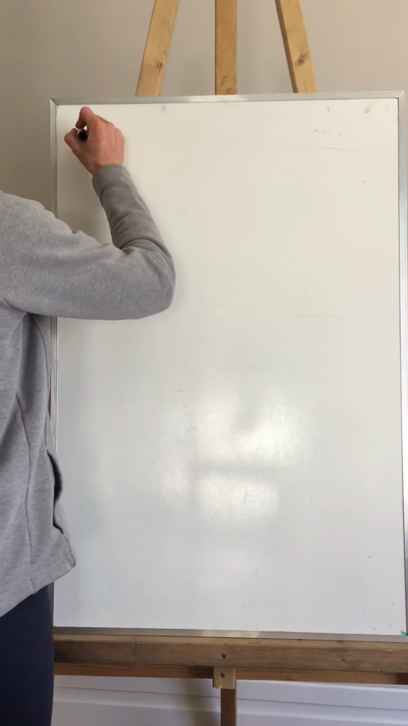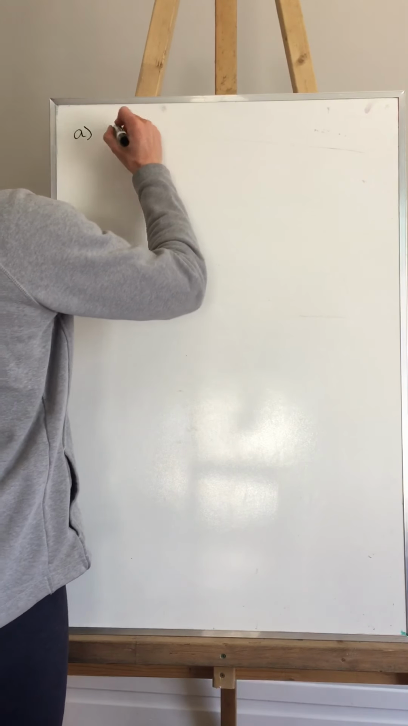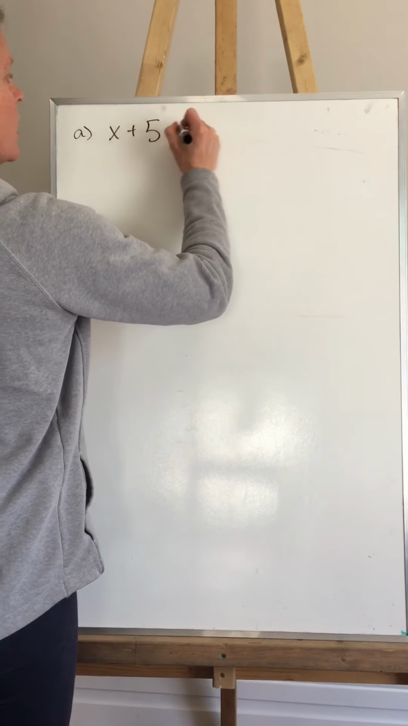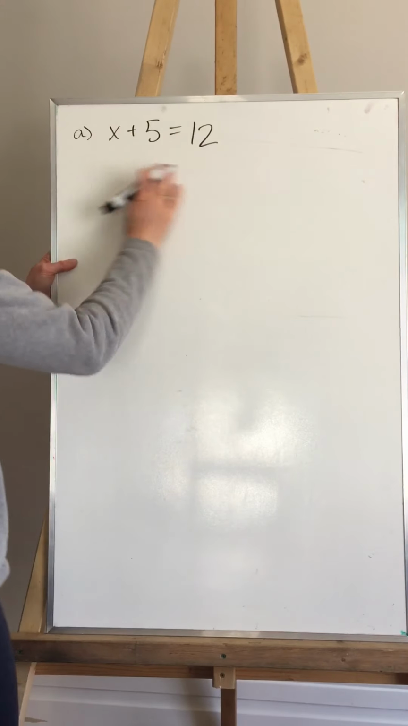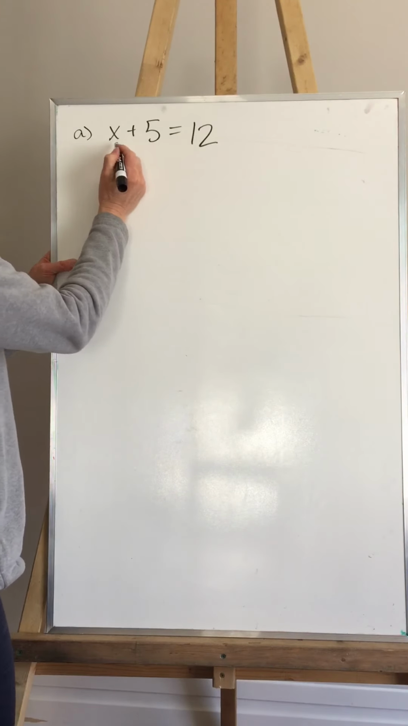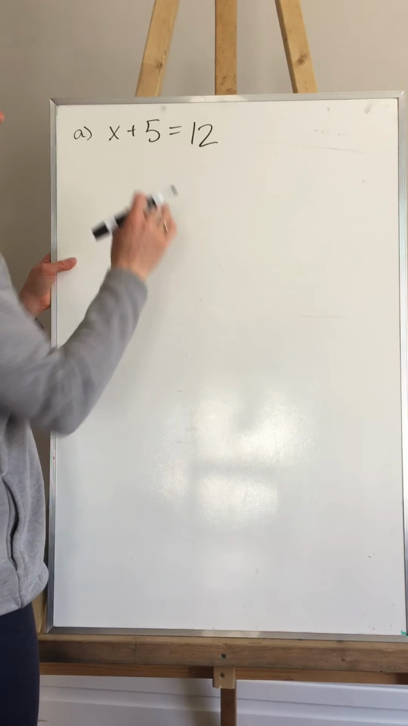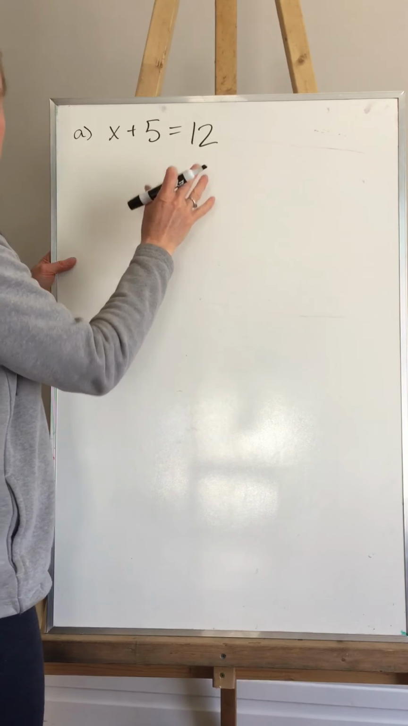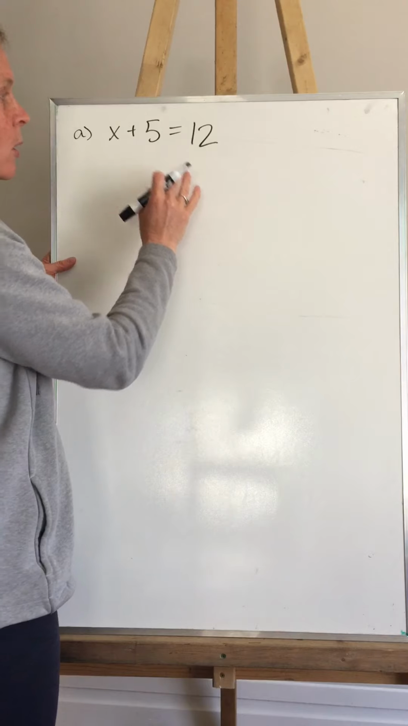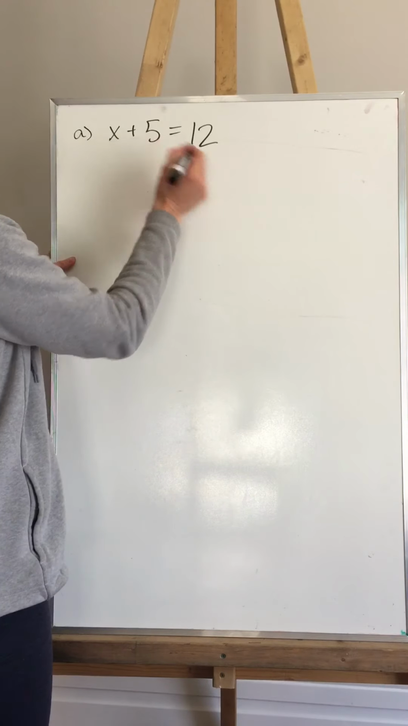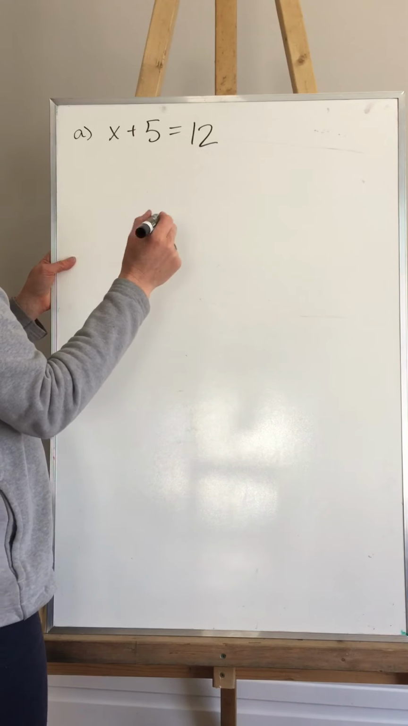Okay, so question number 1 is x plus 5 equals 12. It's pretty simple. You probably could solve for x right away using the inspection method, but try the reverse, because like I said, next week when you're doing 2 steps, it'll be a lot easier if you understand how to use the reverse operation method.